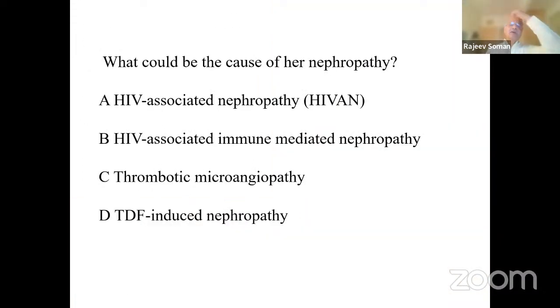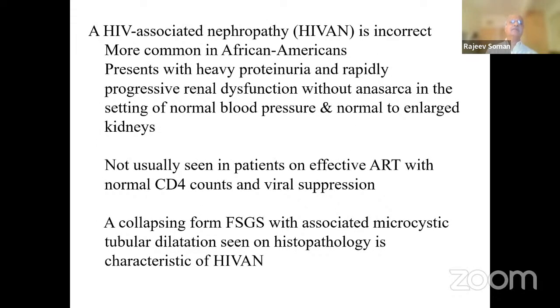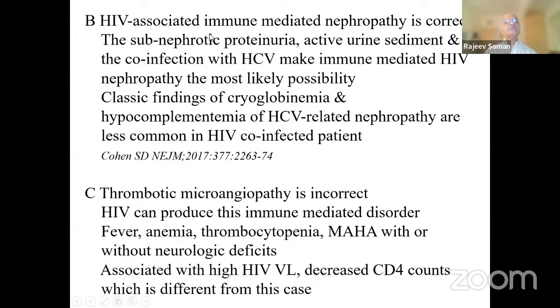So what could be the cause of the nephropathy? Could it be HIVAN or HIV-associated nephropathy, or HIV-associated immune-mediated nephropathy, or thrombotic microangiopathy, or TDF-induced nephropathy? And we'll have to look at all of them in detail. So HIV-associated nephropathy is much more common in African Americans. It has a particular type of histology, and there are many features in this patient which cannot be explained by this. On the other hand, HIV-associated immune-mediated nephropathy is likely to be the correct diagnosis.